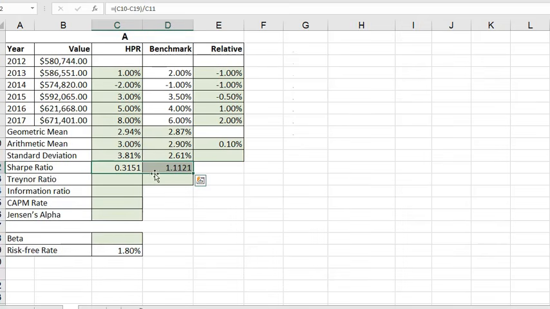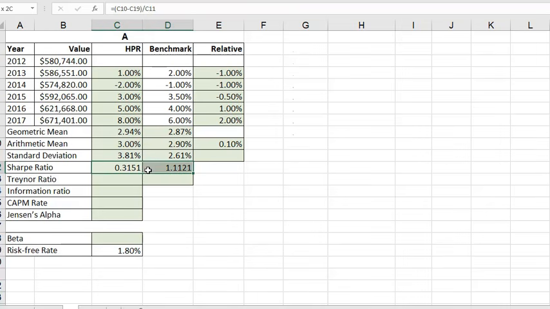Let's see. Well, here, notice the benchmark really outperformed us. What do you mean, Alan? We did 3%, they did 2.9%. Yeah, but they got more return per level of risk. The benchmark squeezed more return per level of risk than we did. For each 1% standard deviation for us, we only made 0.31% or 0.32%, while the benchmark made over 1%.